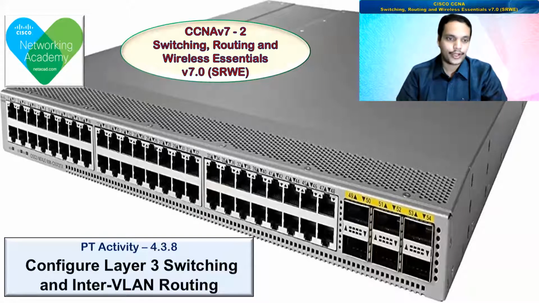In this video, I am going to demonstrate our next technique for implementing inter-VLAN routing, where we are going to use a layer 3 switch, which is also called an MLS switch. The Packet Tracer activity that I am going to demonstrate now is 4.3.8, where we will be given a topology and we are going to try to implement IPv4 and IPv6 routing. So let's check it out.